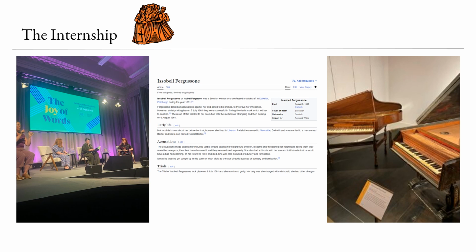I've also been able to participate in lots of interesting activities. For example, last week I went to an event at Edinburgh Book Festival with two authors who have written books about the accused witches. I also participated in Wikipedia writing events and wrote a Wikipedia article about the accused witch Isabel Ferguson. Also went on some trips with the other interns to, for example, St Cecilia's Music Hall, which has loads of really interesting old historical musical instruments.